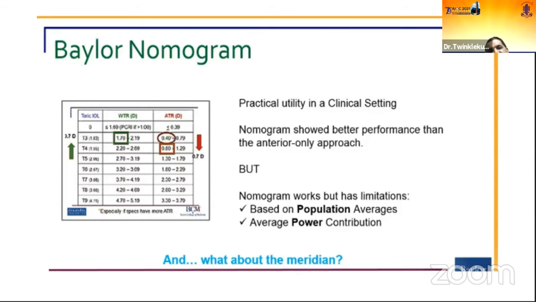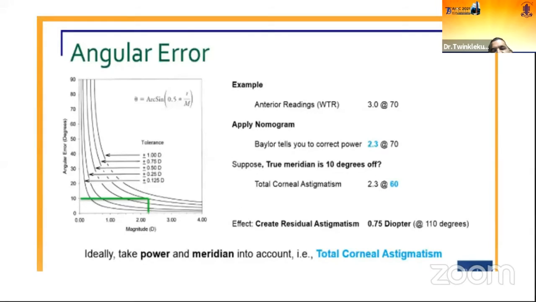But over a period of time, we found out that this nomogram has its own limitations because it is based on population averages. And second, only the average power contribution is there. But what about the meridian? It was not giving any idea about the meridian part. And the meridian has a significant effect.